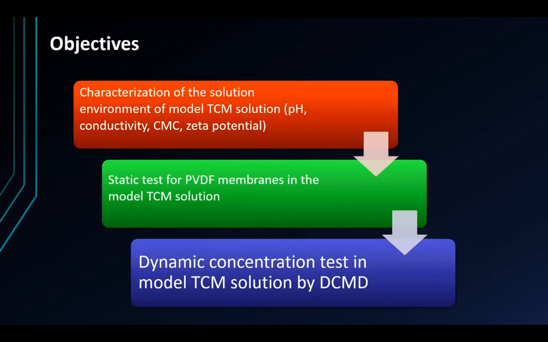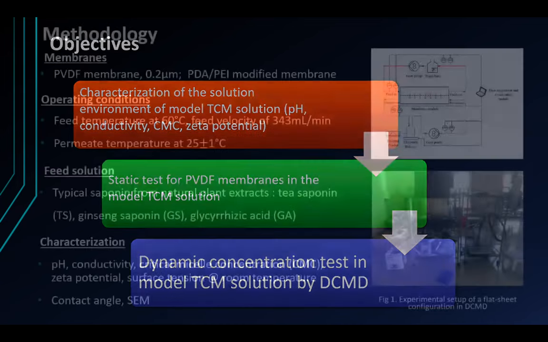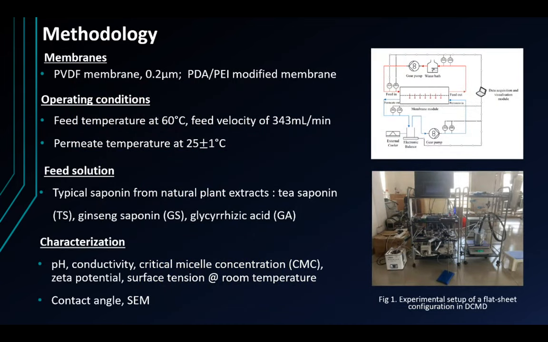Hence, in this study, we would firstly like to characterize the model TCM solution made up with saponin. And we performed absorption tests on the PVDF membrane in the model TCM solution. And later, we performed a dynamic concentration test by MD in the model TCM solution. This is the operating condition selected for this study. The data was collected in the custom-built DCMD configuration every 1 minute.